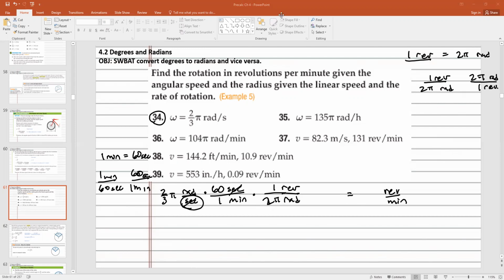All right. And if you want to cancel, simplifying would be faster. 3 goes into 60 20 times. Pi is on top, there's a pi on the bottom. 2 is on top, 2 is on the bottom. So we're left with 20. There you go. Didn't have to use the calculator. Oh, sorry. Forgot to cancel out the radian. There you go. So we're left with revolutions over minutes. All right. That's number 34. And you could try 35 to test it out, if you want.